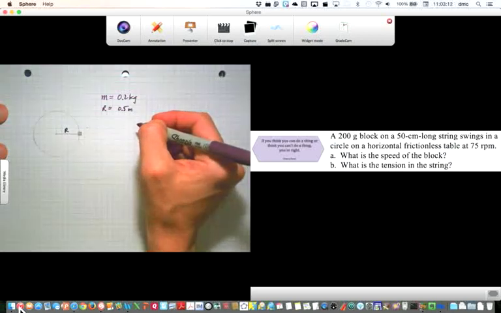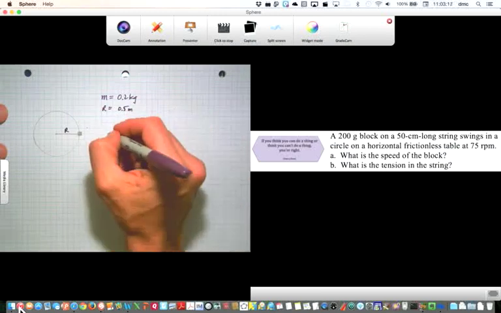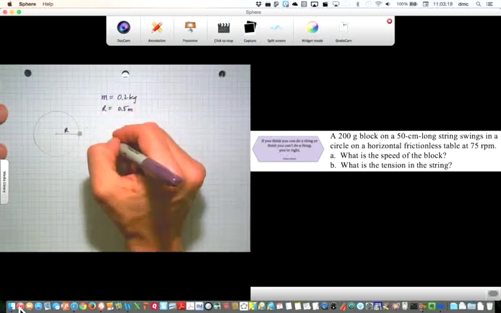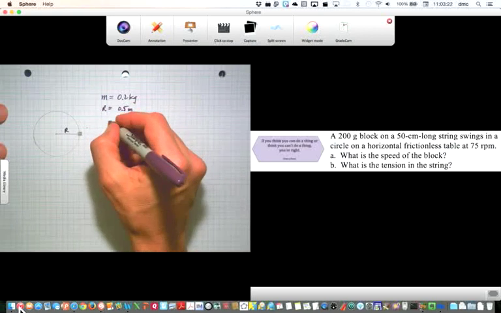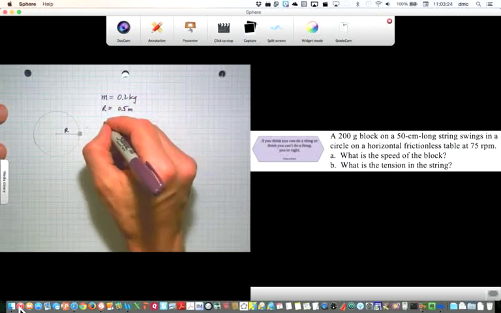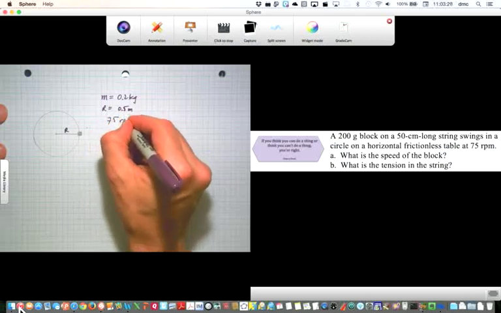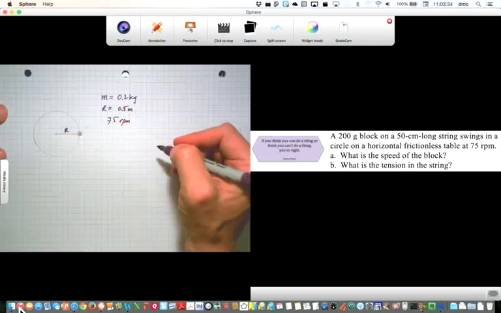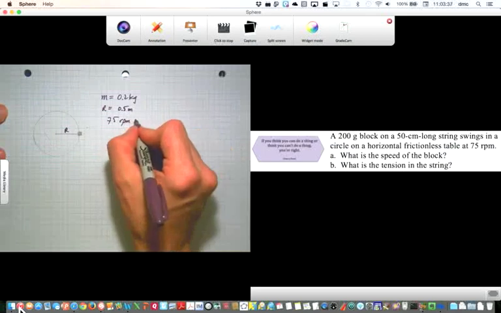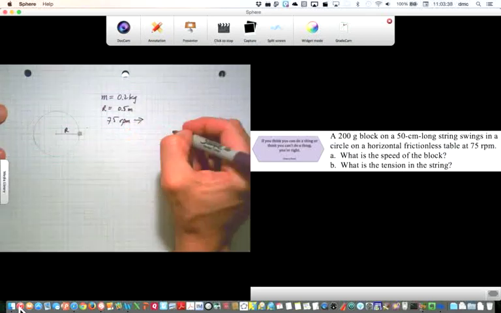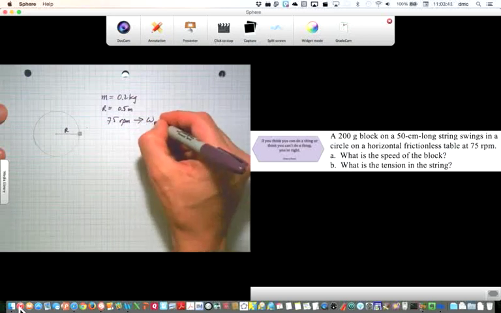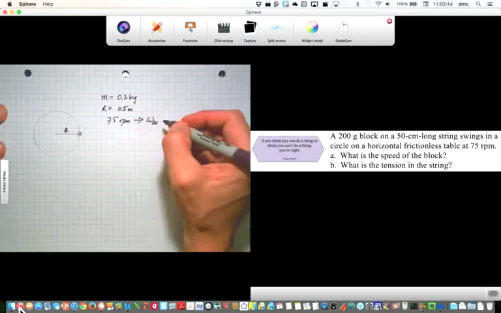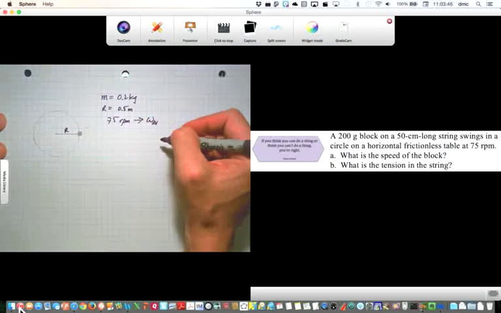And it goes around, so we've got the angular velocity is 75 RPM. So it's going 75 RPM, which means it goes all the way around the circle 75 times in a minute. And from that, we want to actually get our angular velocity in radians per second. So omega being the angular velocity, because later it's going to be used for something else.